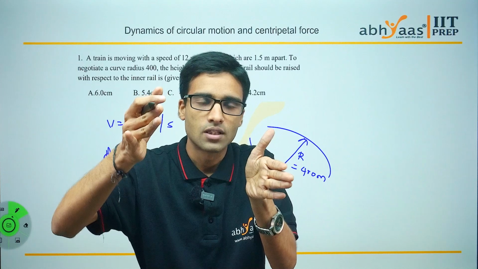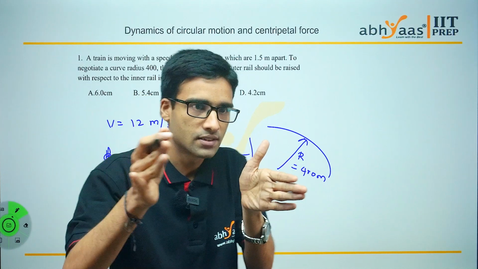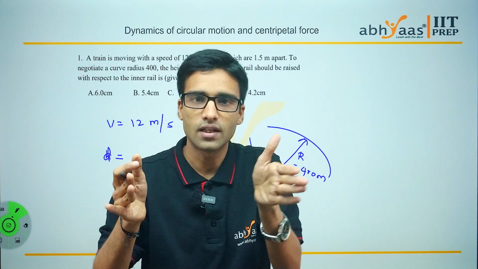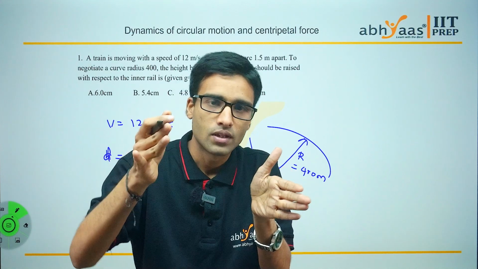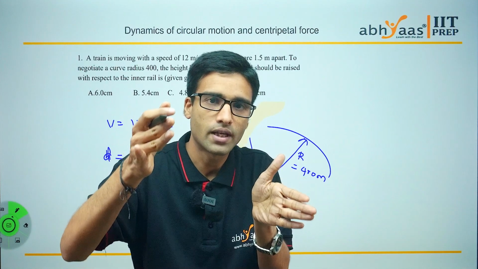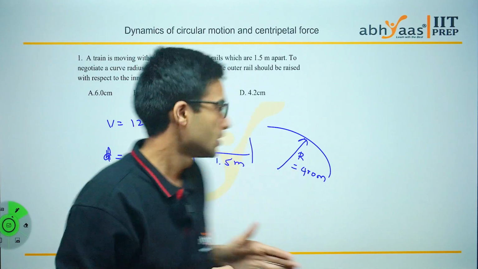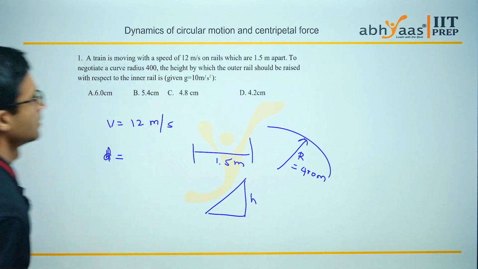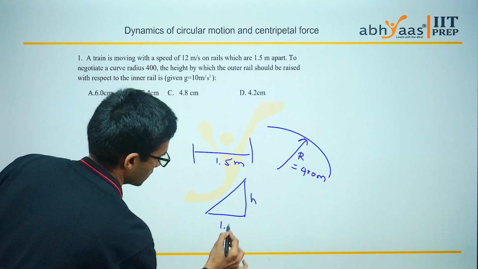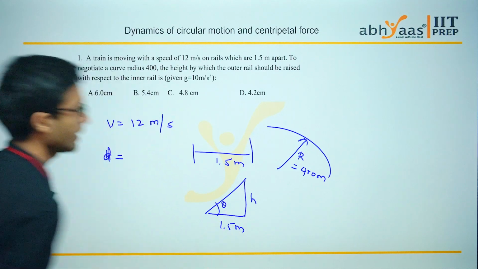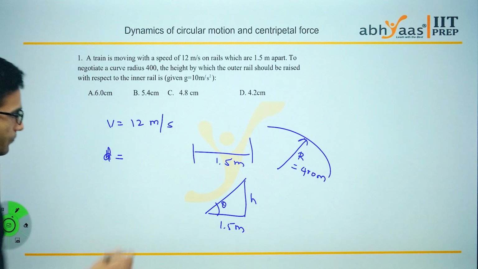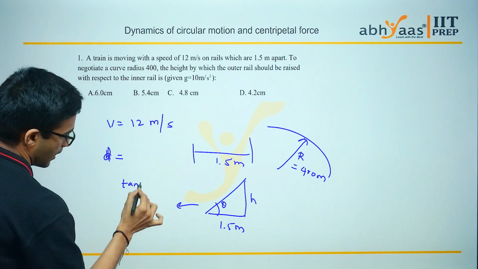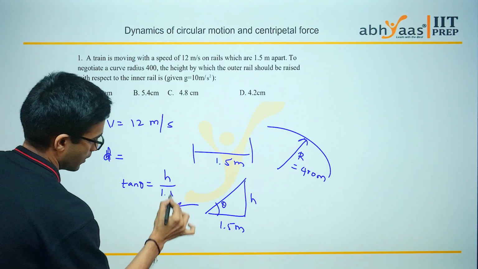So it will be like this. If you keep it like this, it won't be fitted, so the train won't get the curvature. So the outer rail should be at a height like this, then only it will work. If you consider the triangle like this, this is the height, and this is the distance, 1.5 meters. This is the angle theta. We know tan theta; if you take tan theta from this triangle, tan theta equals H by 1.5.